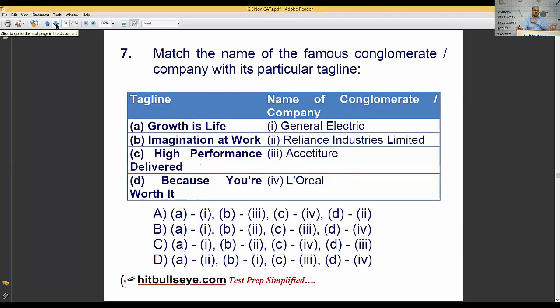Yeah, match the name of the famous conglomerate company with its particular tagline. Again, fairly simple. Even if you know two of them, you're good to go.